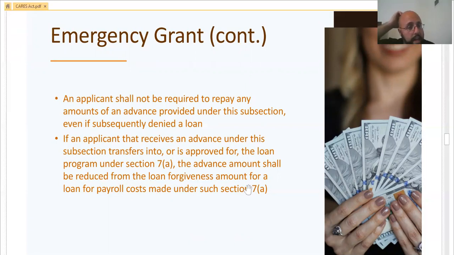If you receive the loan, and subsequently you also apply for a PPP and you get loan forgiveness, the loan forgiveness will reduce your emergency grant. So if you apply for both and you get, let's say, $4,000 from the loan forgiveness, and you get an emergency grant for $6,000, well, you're only going to get $2,000 from that emergency grant because they're going to factor in the payment from that.